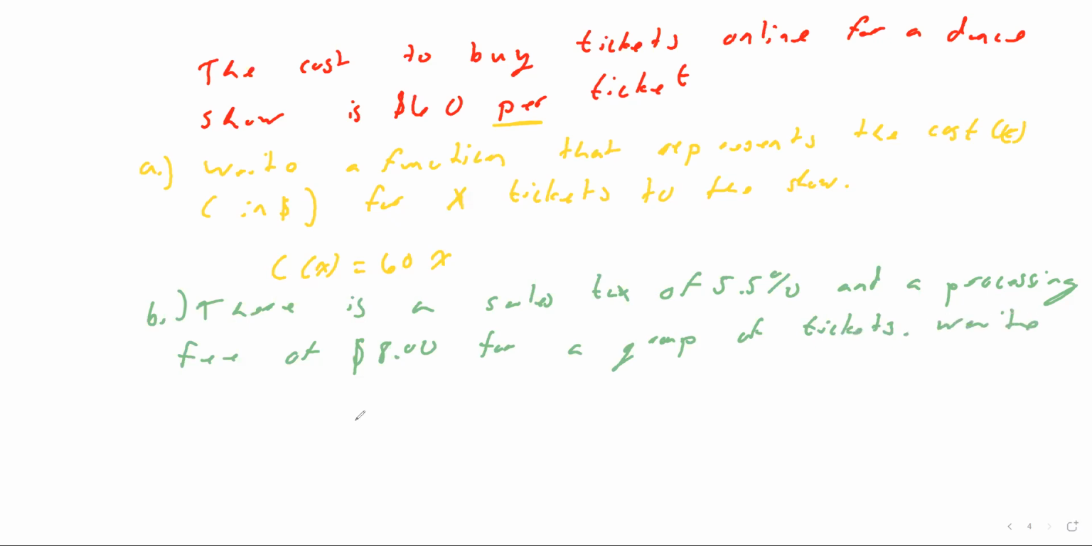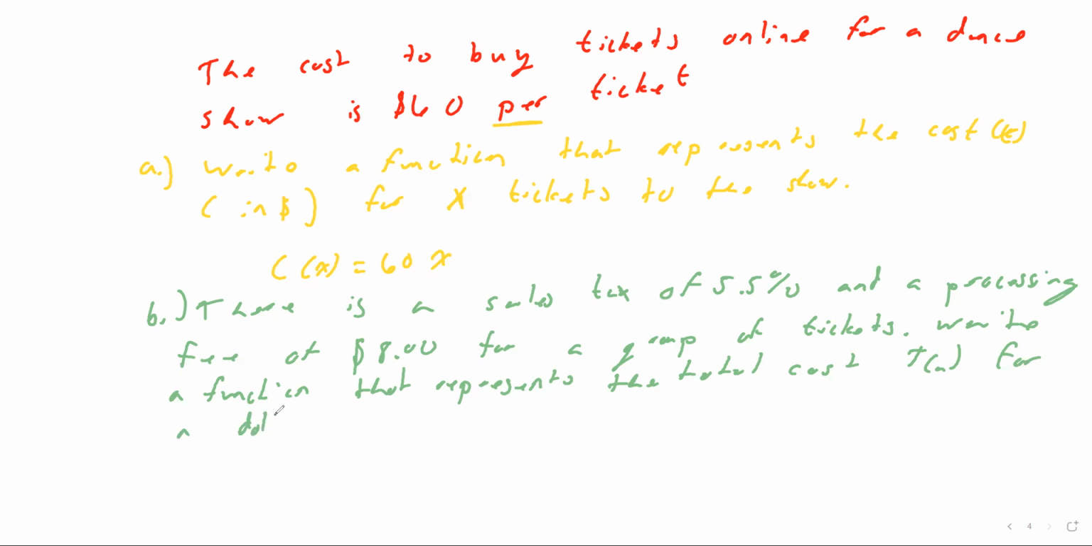Write a function that represents the total cost T of A for A dollars spent on tickets.